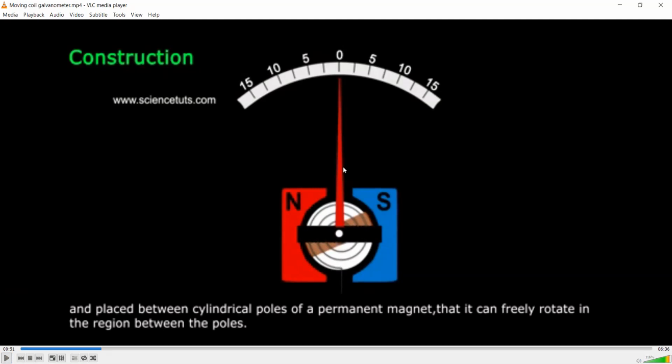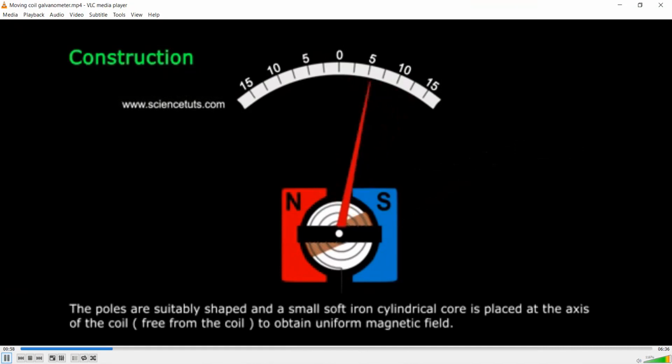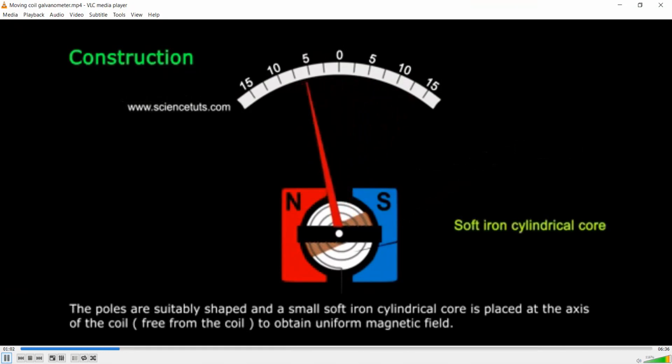And the pointer is connected to this coil. The galvanometer center will be 0, at the center, and on either side you will have divisions. Of a permanent magnet so that it can freely rotate in the region between the poles. The poles are suitably shaped, and a small soft iron cylindrical core is placed at the axis of the coil, free from the coil, to obtain a uniform magnetic field.